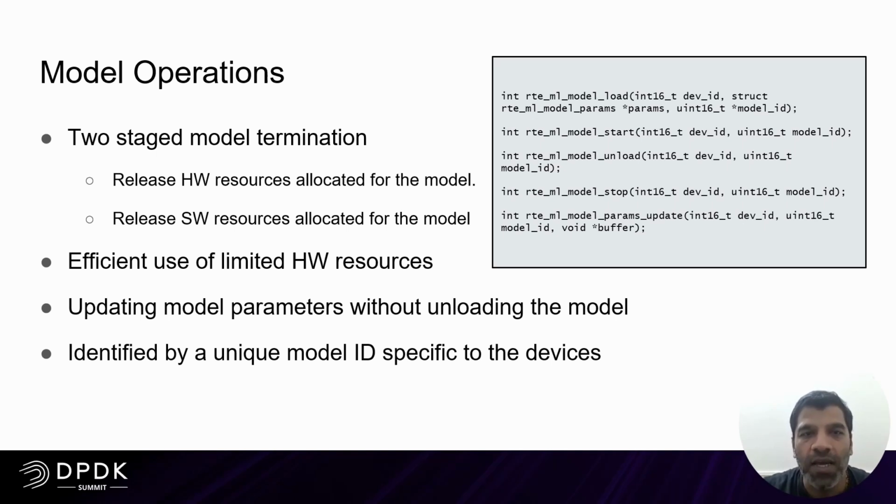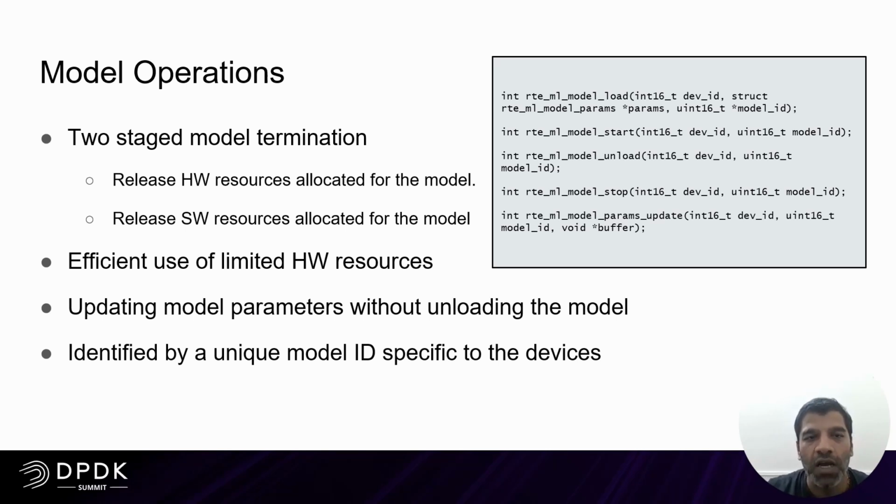Similarly, disabling a model is also a two-stage process, which involves stop and unload. Stop would release the resources allocated for the model on the hardware device, whereas unload would release all the resources allocated for the model by the driver. Now, a model that is stopped can be started again without reloading the model. Now, MLDEV also supports updating model parameters for a model without downloading. This is provided using the API rte_ml_model_params_update.